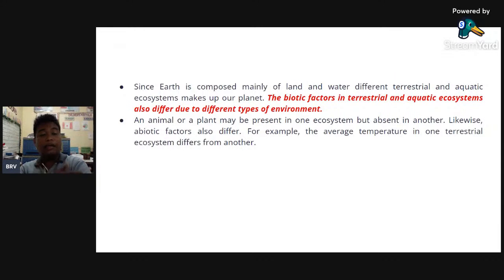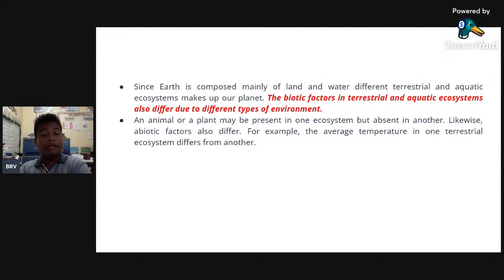So that's what I explained earlier. There are animals or plants that could live in a particular ecosystem, but if you try to bring them into another ecosystem, they will not be able to survive. They can't live in another ecosystem. But there are also living things and non-living things that could live anywhere, although sometimes there are those that cannot survive in certain places.